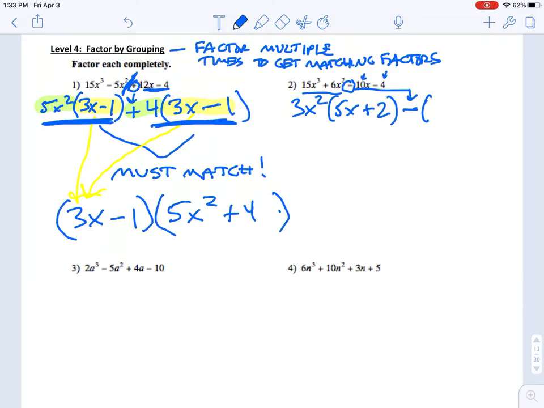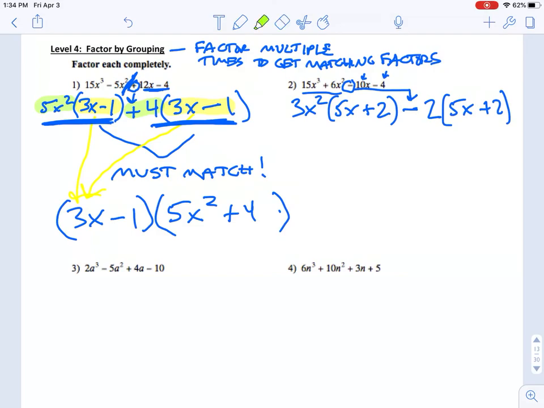And then look at the 10 and the 4. The GCF between 10 and 4 is 2. And now write down what's left when you divide out. You're going to get 5x and positive 2. If you take negative 10x and divide it by negative 2, you get positive 5x, and negative 4 divided by negative 2 is positive 2. Or if you're thinking backwards, negative 2 times 5x is negative 10x, and negative 2 times positive 2 is negative 4. However you want to think about it, it doesn't matter as long as you get here.